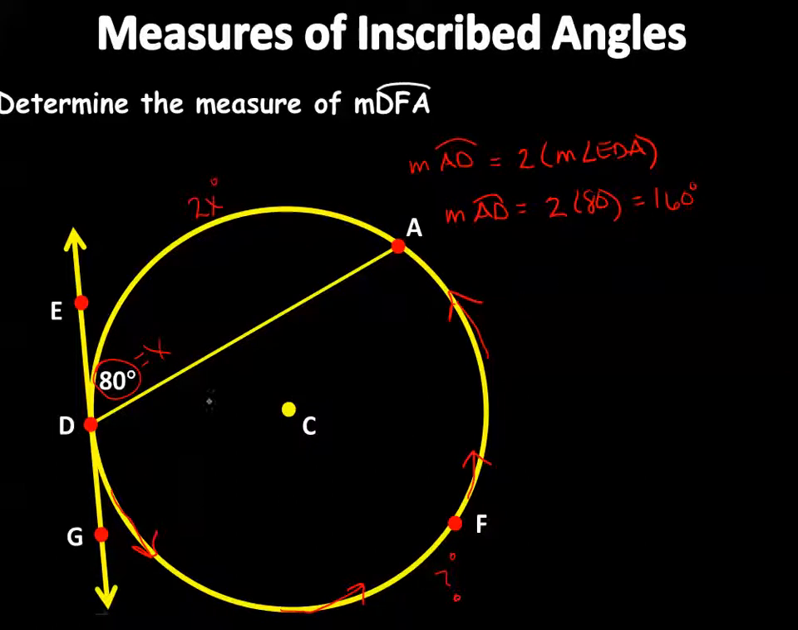Now remember, the circle's 360 degrees. 360 minus 160 is going to give me 200. So the measure of the major arc DFA is going to equal 200 degrees.